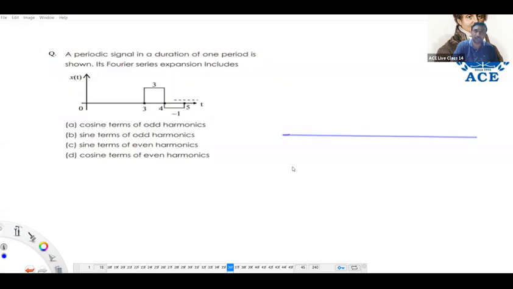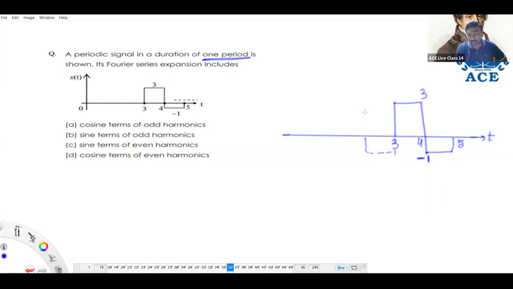Every fellow who typed, study the question properly, yeah. Maybe you are in rosy mode. A periodic signal in a duration of 1 period is shown. Time period is 2 seconds only. I have given shifted segments here. Ten fellows cannot stop their emotion. The actual time period is 2. I have given shifted segments, sir.